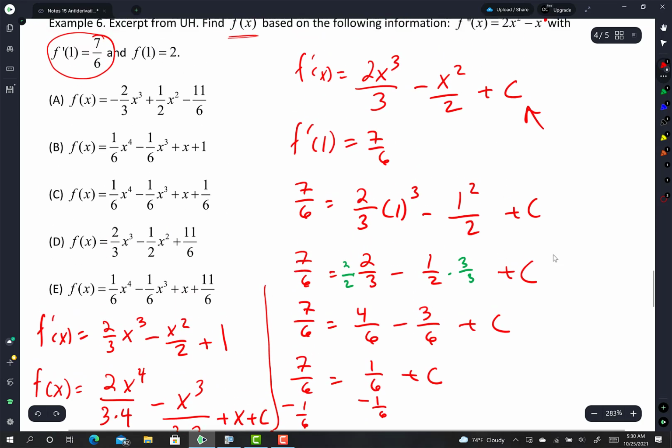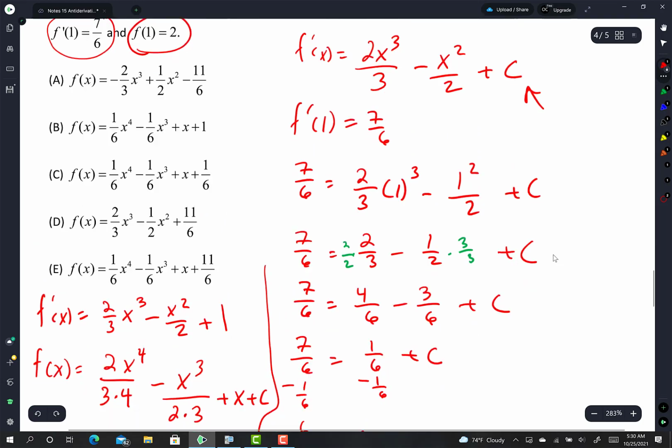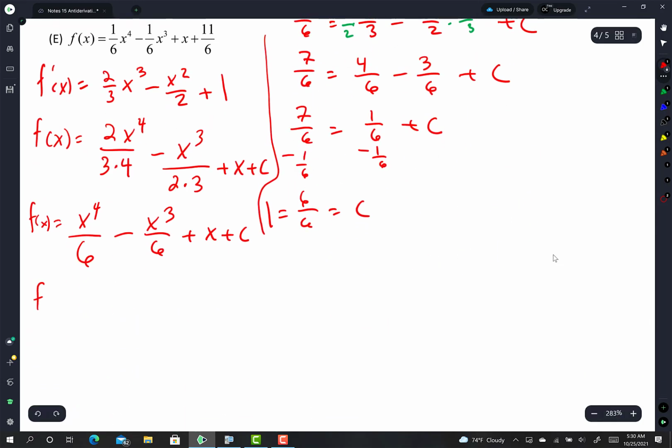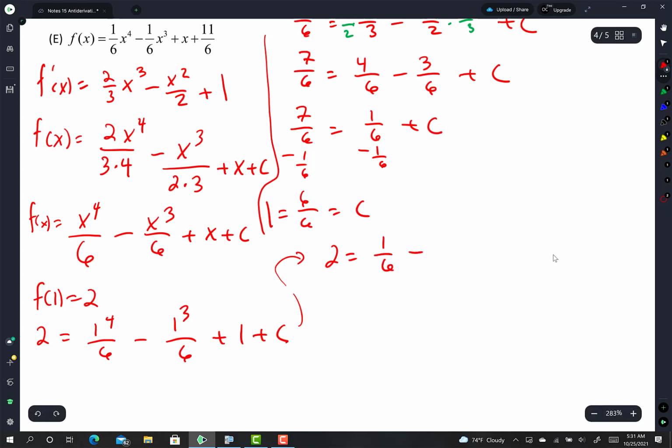Again, they told me that f of 1 is equal to 2. So I'm going to write f of 1 equals 2. So 2 equals 1 to the 4th over 6 minus 1 to the 3rd over 6 plus 1 plus c. I'll write it right here because it looks like I have more space there. 2 equals 1/6 minus 1/6, so it looks like they're being nice to me there, plus 1 plus c. The 1/6 cancels out. Minus 1 from both sides, 1 equals c.